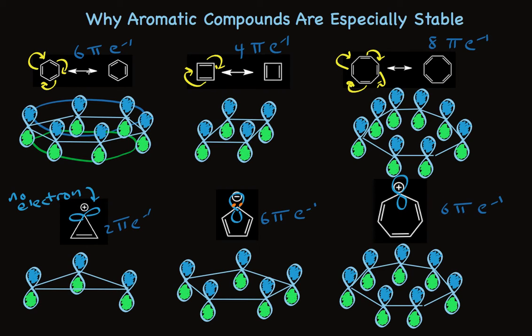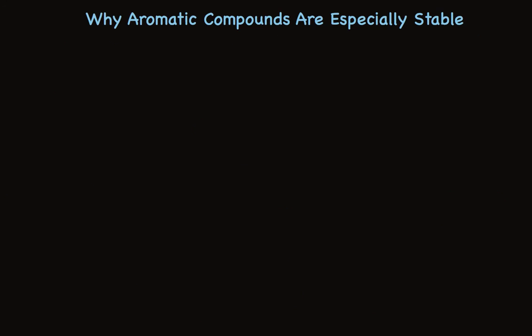And to help us keep track, I'm going to draw a circle around the ones that we said are especially stable. It's the species that have either 2 or 6 pi electrons. And I'm going to put a line through the ones that are unstable. Ones that have 4 or 8 pi electrons. Putting all this together, it was possible to formulate a set of 4 criteria that need to be met for compounds to be aromatic. Take a look.